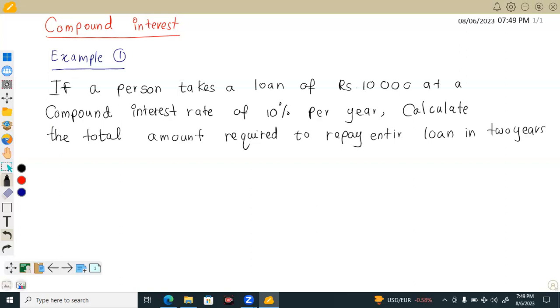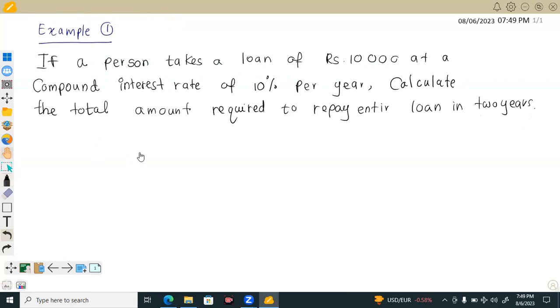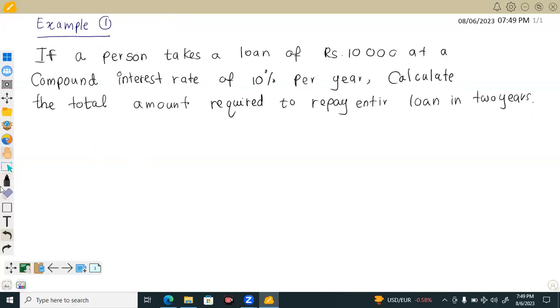Okay, if a person takes a loan of 10,000 rupees at a compound interest rate of 10% per year, calculate the total amount required to repay entire loan in 2 years. Repay entire loan in 2 years means to settle down this loan. මේ loan එක settle කරන්න මෙයා අවුරුදු දෙකක් අවසානයේ කොච්චර ප්‍රමාණයක් ගෙවන්න ඕනද කියලා අහනවා.